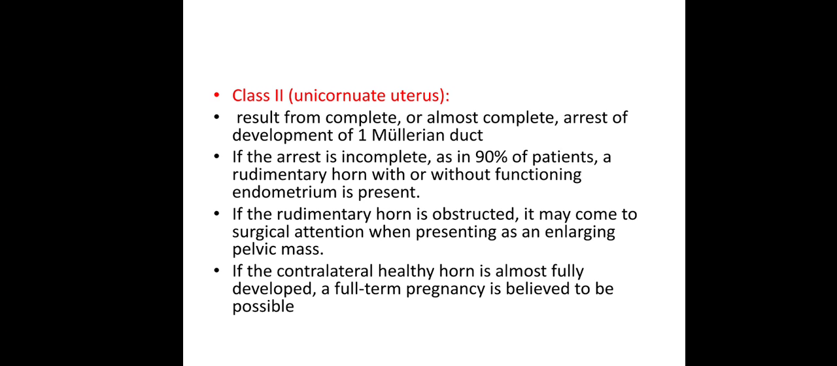If the contralateral healthy horn is almost fully developed, then it will be just a normal full-term pregnancy. You will not even know that there is an anomaly. That does happen. That is why we say that many times we don't know the exact incidence of Mullerian anomalies. So that is an HSG picture, a hysterosalpingogram picture of a unicornate uterus. As you can see, the dye has gone and clearly shows one hemi-uterus. You can see only one side of the system is developed.